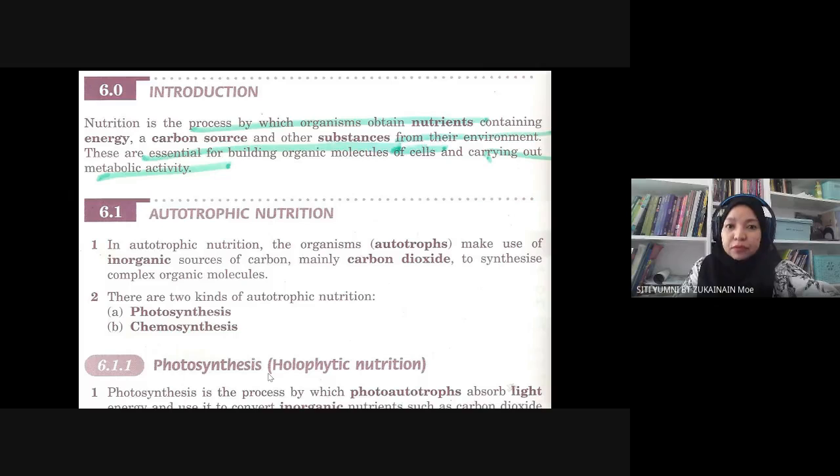In autotrophic nutrition, the autotroph organisms make use of inorganic sources of carbon, mainly carbon dioxide in the air, to synthesize complex organic molecules. So here you got two kinds of autotroph types: photosynthesis and chemosynthesis. Photosynthesis is photoautotroph. I already mentioned this.